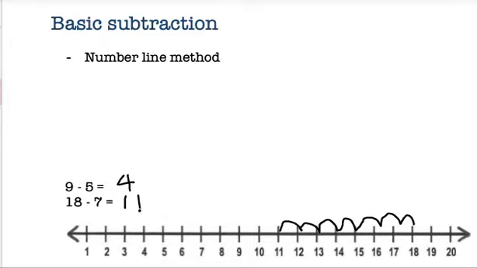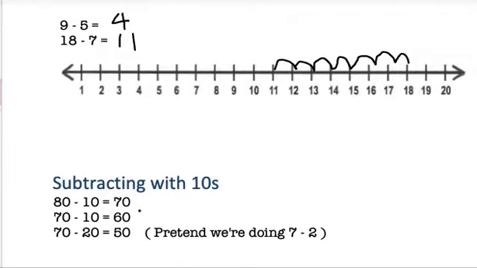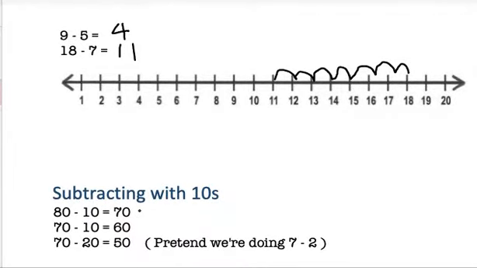Now, for more complex ones, you can still use the number line method if you want, but something we need to understand first is how to subtract with tens. When you're subtracting with tens, you can see a pattern happening, okay? 80 minus 10, I can just pretend the zeros don't exist for a second. So I'll pretend I'm actually just doing 8 minus 1, which I know is 7, okay? And then after that I throw the 0 back onto all of the numbers. So 80 minus 10 equals 70.